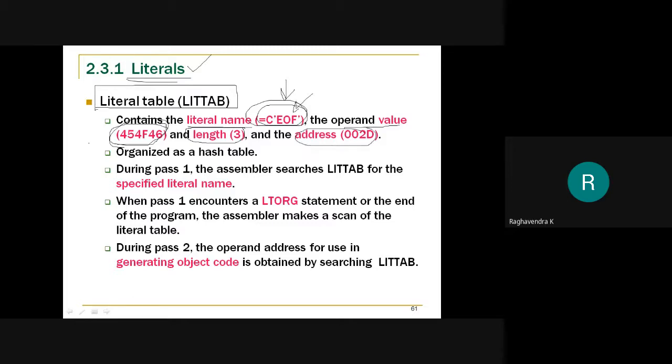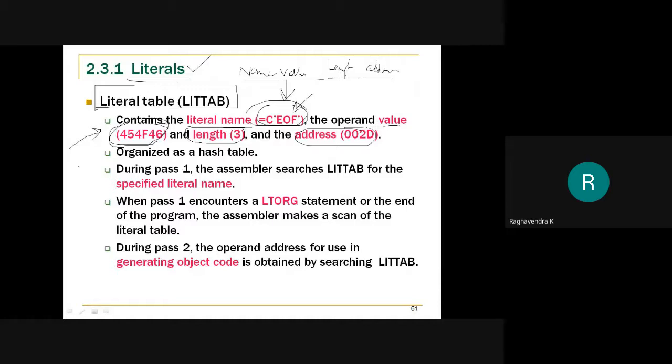So these are going to be the content of the literal table. What are they? Name of the literal, value of the literal, length of the literal, and the address that is currently assigned to it. With this information, it will be easier for the assembler to assemble the instruction during pass 2.